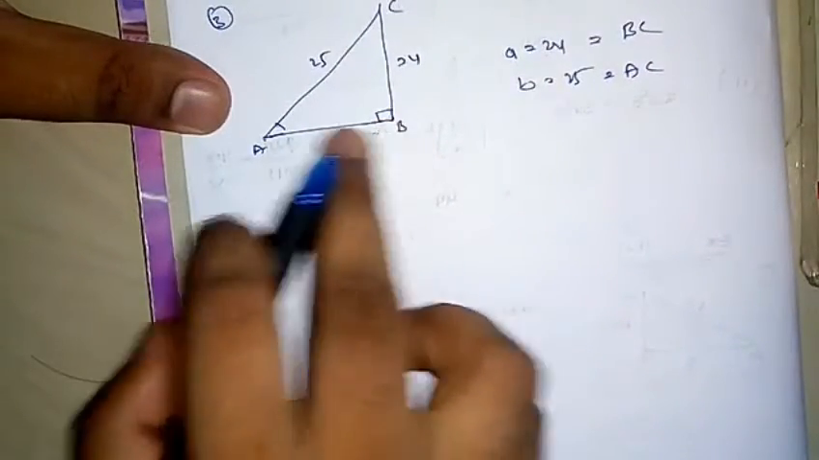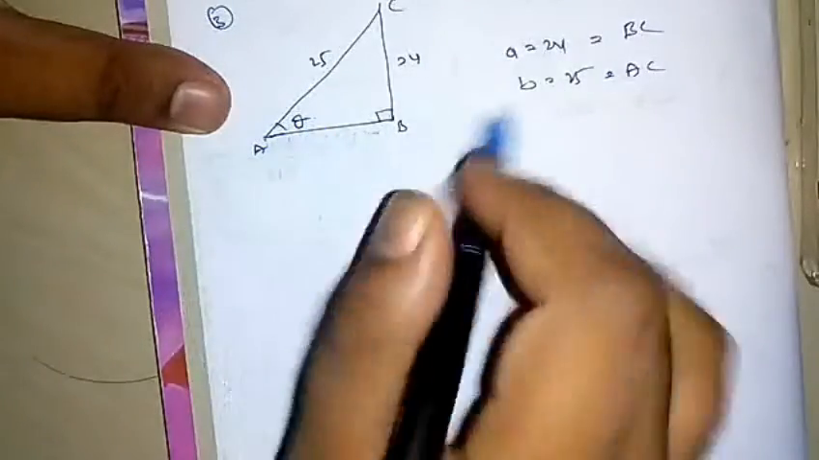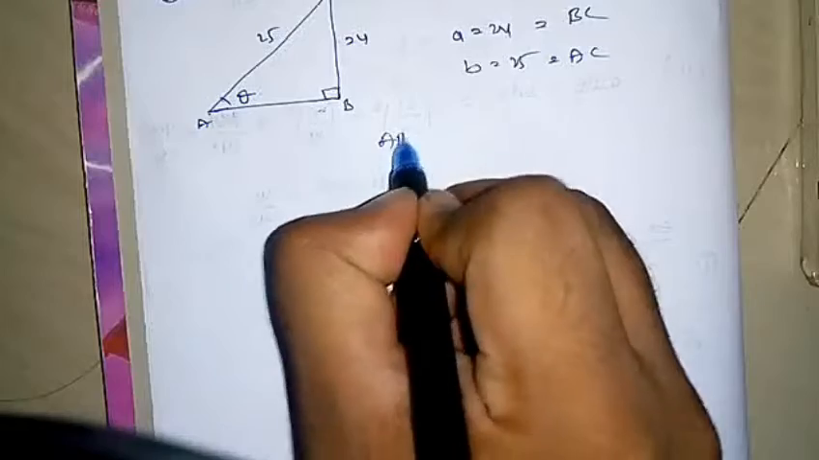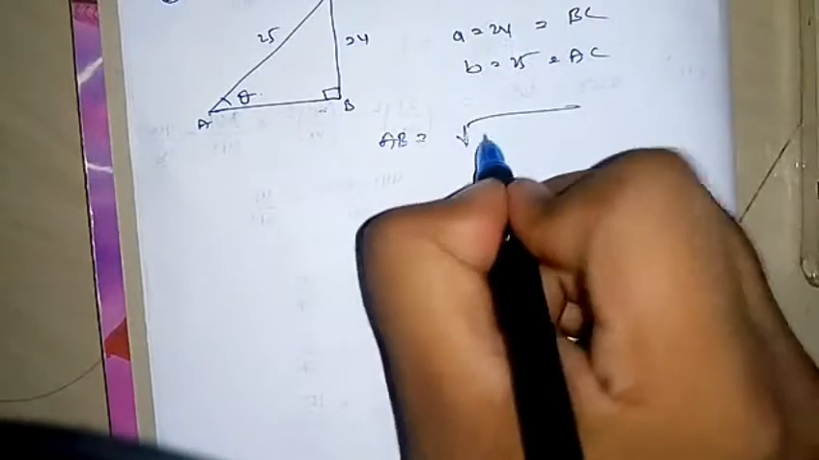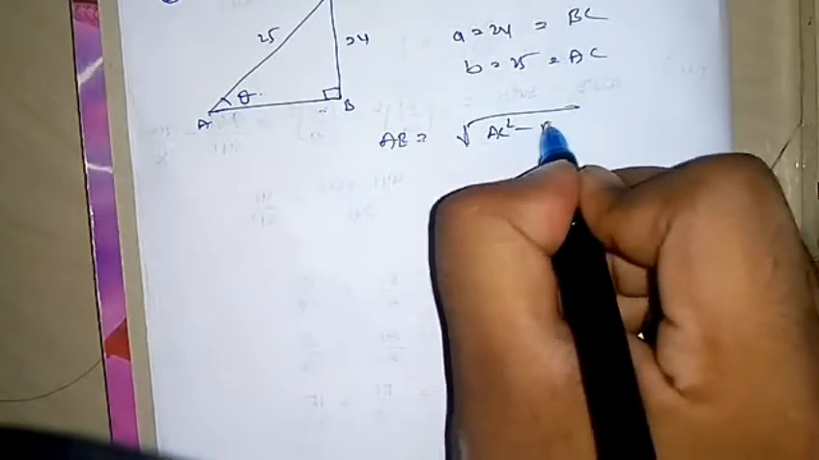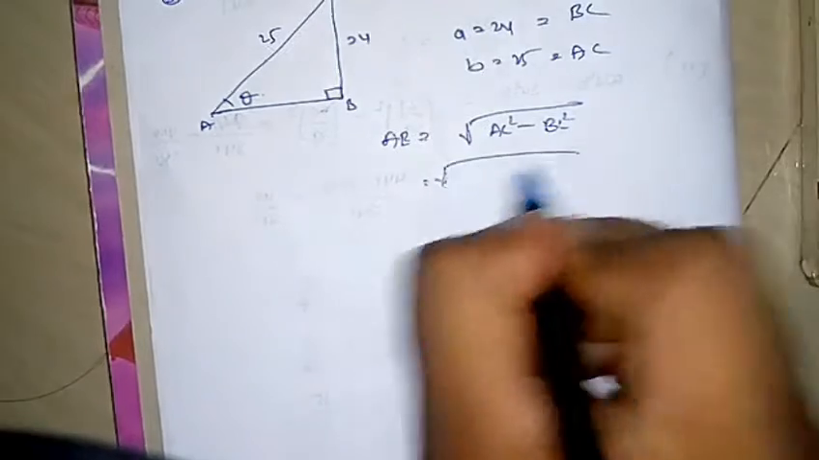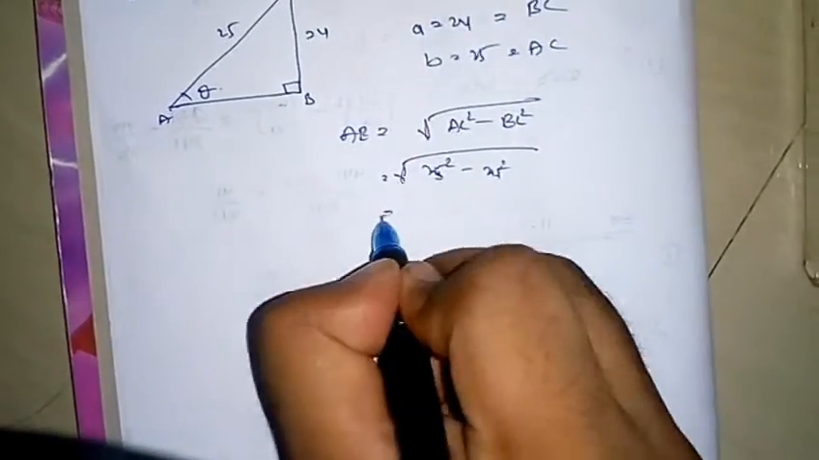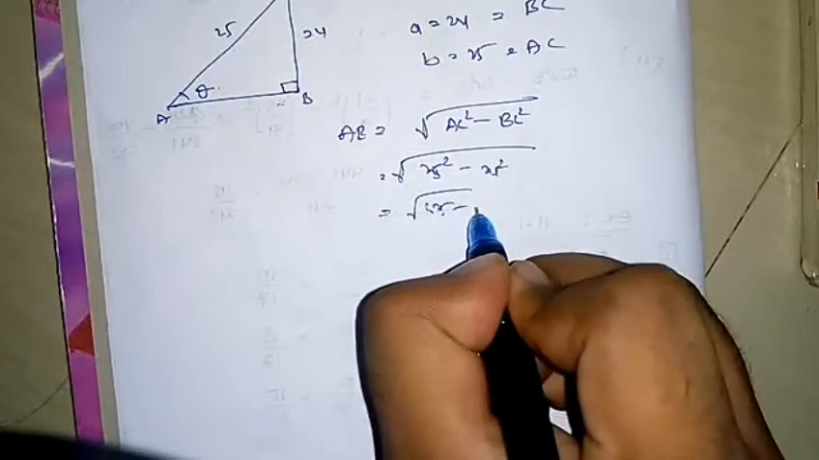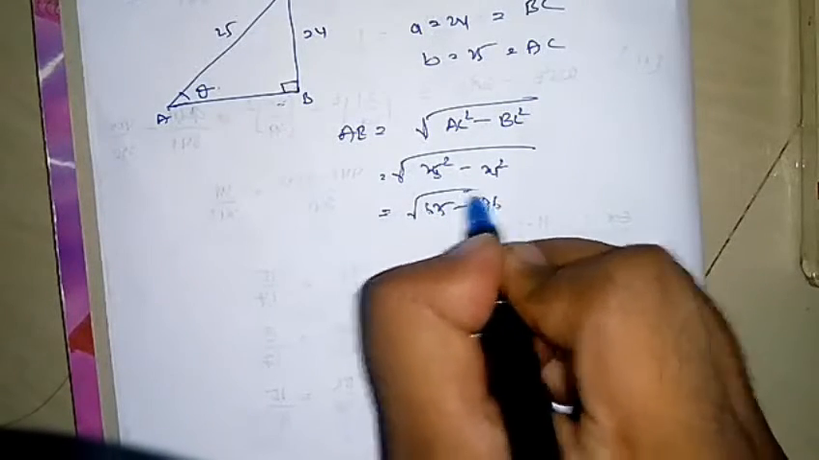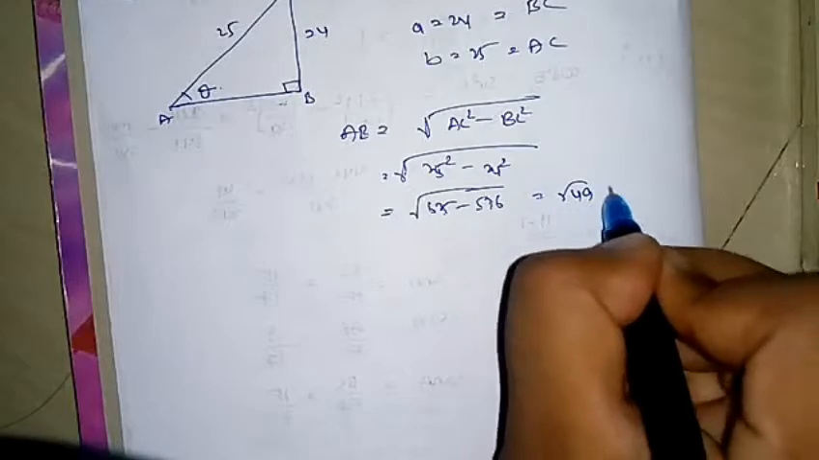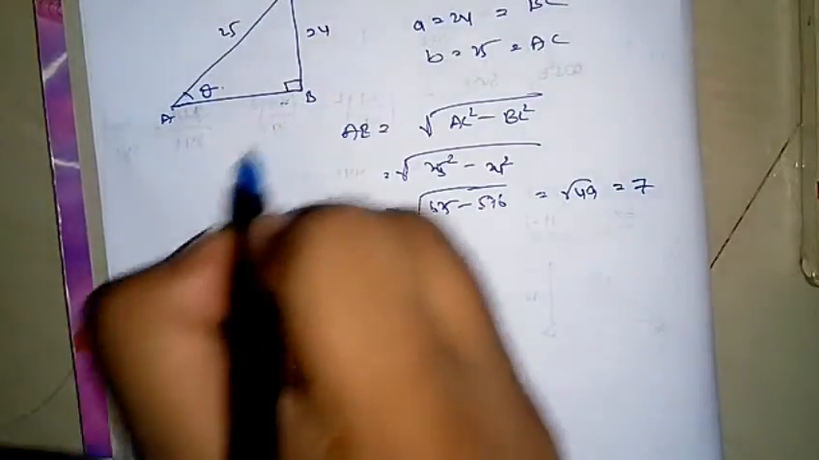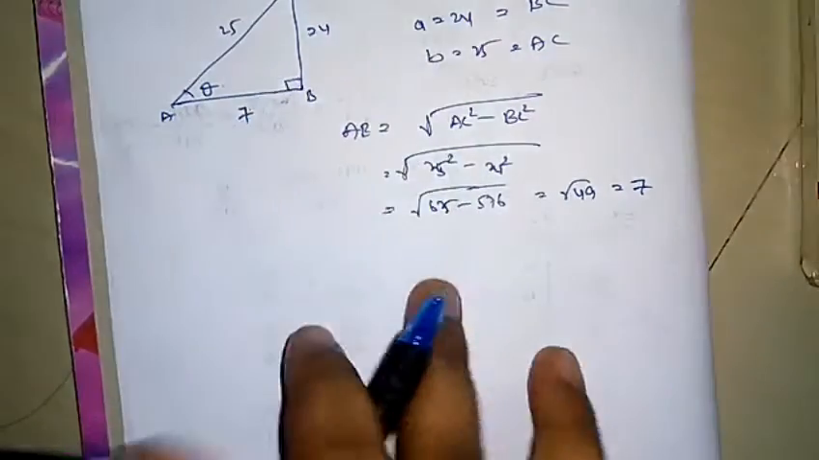And angle BAC is theta. Find cos theta, tan theta. Using Pythagoras theorem, let's find AB, which is equal to the square root of AC square minus BC square, which will be equal to 25 square minus 24 square. This will be equal to 625 minus 576, which will be equal to 49, which is 7. So this side is 7.